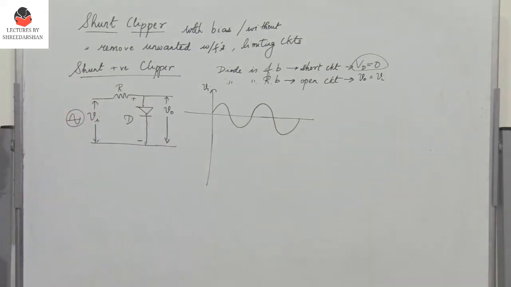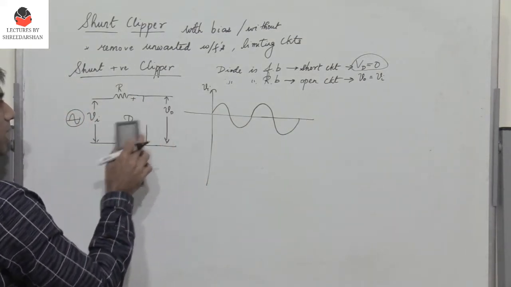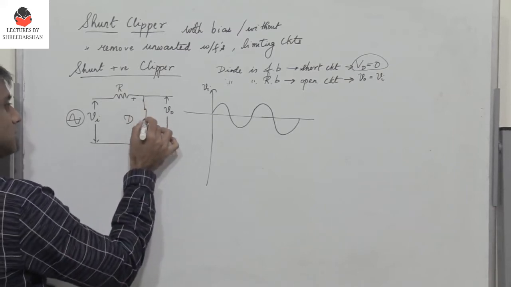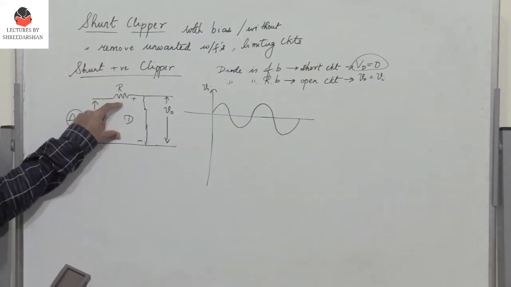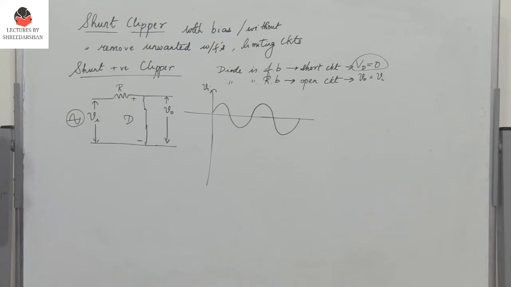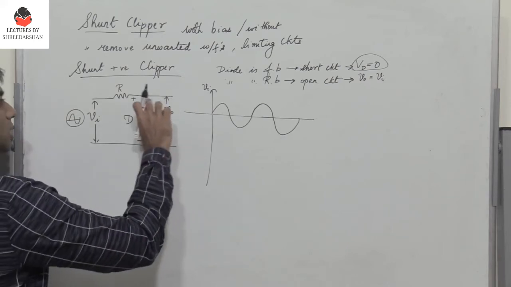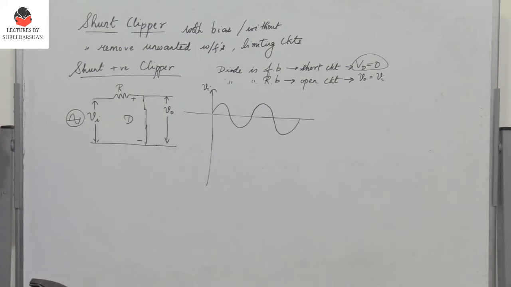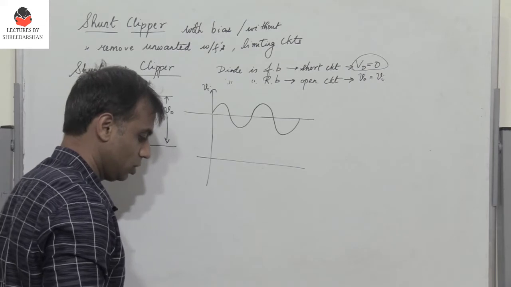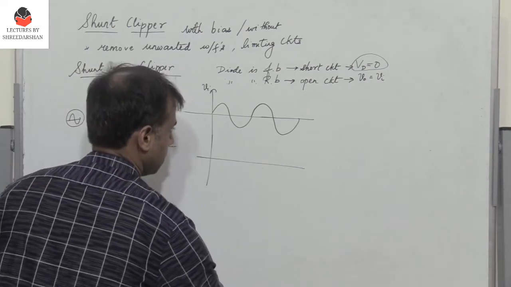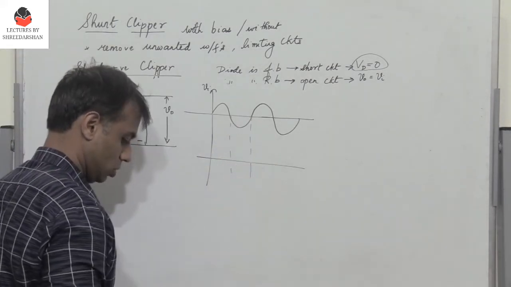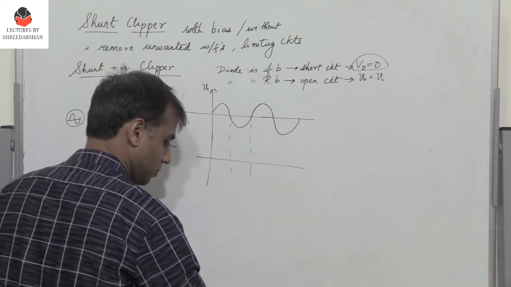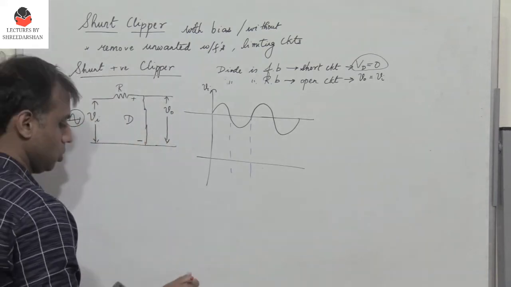So therefore during the positive half cycle, what happens? The diode is forward biased. So when the diode is forward biased, as I already mentioned, it behaves like a short circuit. So therefore the voltage across the diode is 0. If the voltage across the diode is 0, what is the output voltage? The output voltage is connected across the diode, and hence the output voltage is also 0. So we find that during the positive half cycle, the output voltage is absolutely 0 here. So that is what we observe.